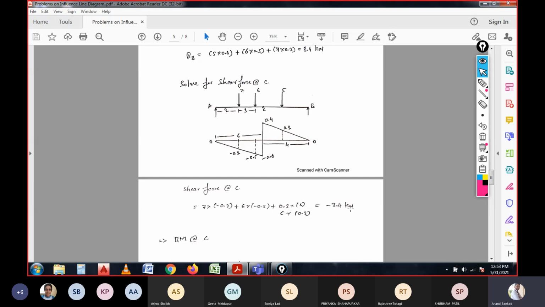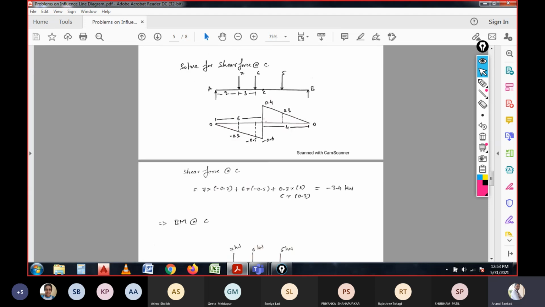Why we are getting this as a negative shear force is because on the left hand side we have taken the maximum loads, that is why we have got it as a negative force. If you have a maximum force on the beam on the right side of the section, then it would be a positive shear force. Nothing will change in the numerical value of the shear force, only the sign convention will change.